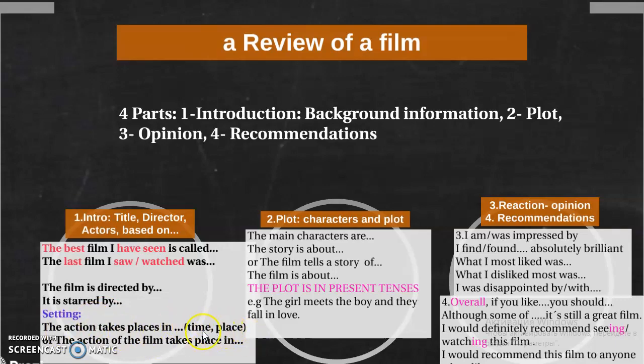You will have to show the time and place where the action of the film takes place. Then the characters and the plot. The plot is the meaning of the film, the main idea behind the film. Characters are actors and actresses. The main characters are, the story is about, the film tells the story of, the film is about. The plot is in present tense. The girl meets the boy and they fall in love. This is the main idea behind the film, as I mentioned above.